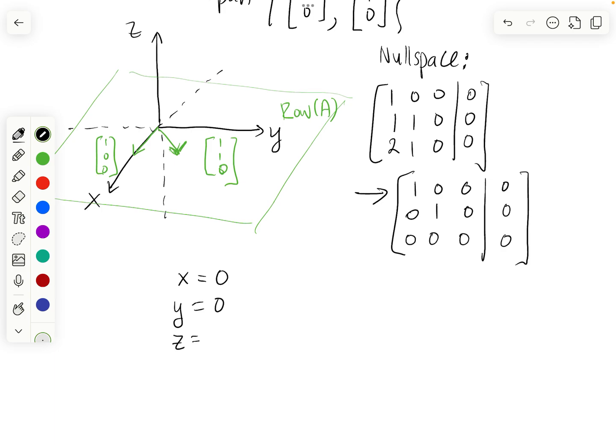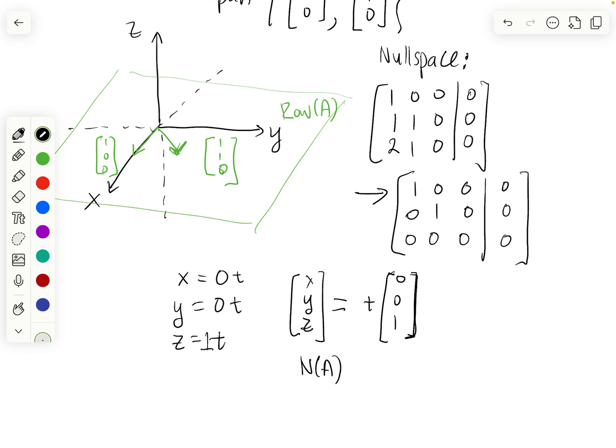So you set z equal to t, some parameter, and so therefore the vector xyz, any vector in the null space, is going to be t times the vector 0, 0, 1. Because remember, x is equal to 0 times t, y is 0 times t, right? And z is 1 times t. Okay, so the null space is all multiples of 0, 0, 1. So the null space of A is the span of the vector 0, 0, 1.